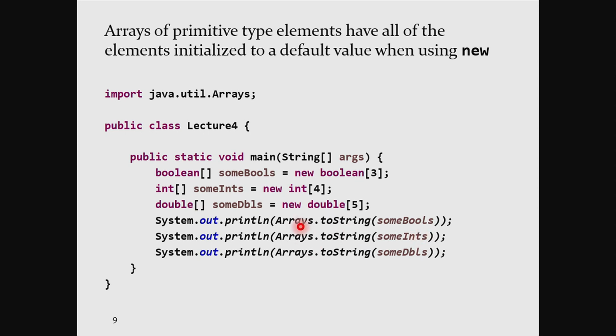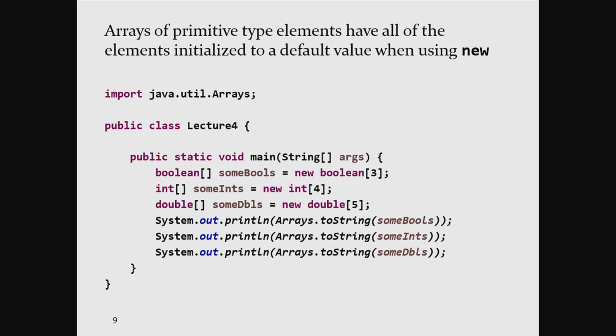Now, Arrays is another class. It's a class that's part of the Java standard library, so you have to import that class before you use it. That's why the import statement is on this slide. I have to import java.util.Arrays. Then I can call Arrays.toString to print out the array.